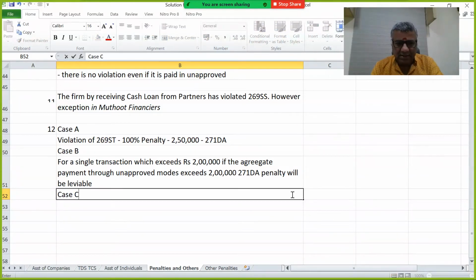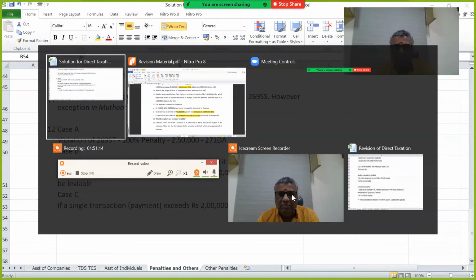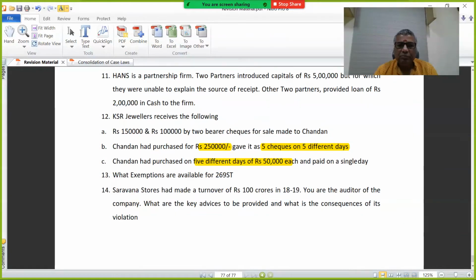Case C: if in a single transaction the payment exceeds rupees 2 lakhs, it is all on the recipient. The provision is receiver based, 271DA is applicable, and he will pay only 100%. What are all the exemptions of 269ST? Banks, NBFCs, they can receive.